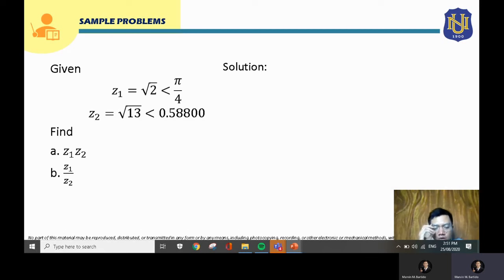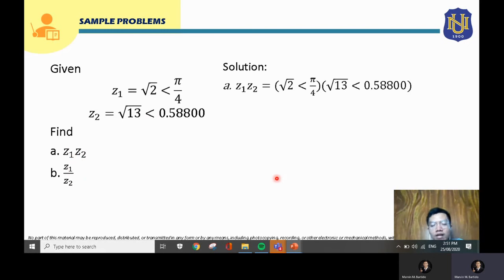Now, let's solve the following problem for fundamental operations for polar and trigonometric form. Given z1 and z2, where z1 is equal to square root of 2 angle of pi over 4, and z2 is equal to square root of 13 angle of 0.58800. We are asked to find z1 times z2 and z1 over z2, so this is product and quotient.